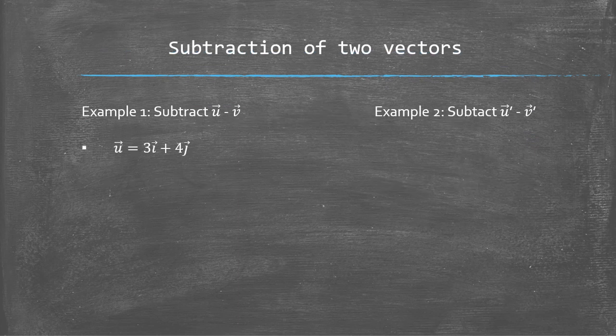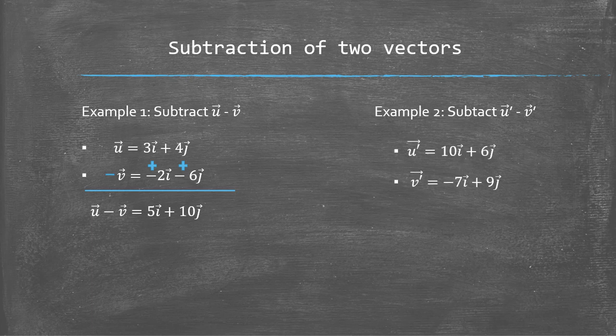Subtraction of two vectors, we're going to change the sign of the v vector. Now we can add them. So 3 plus 2, that's 5, and 4 plus 6, that's 10. Another example, we're going to change the sign of the second vector because we're negating every sign. Now we can add them. 10 plus 7, that's 17, and 6 minus 9, that's 3.